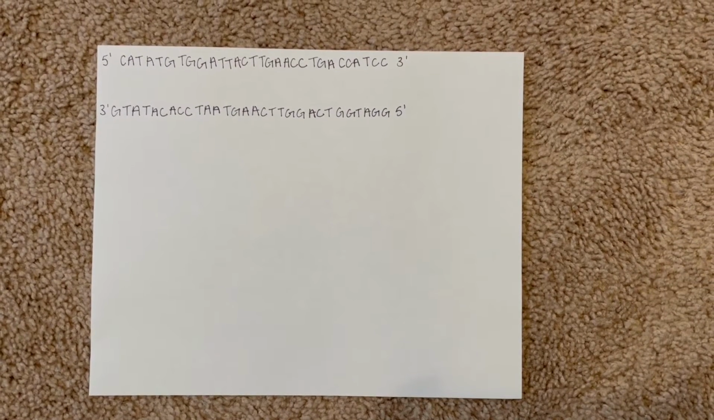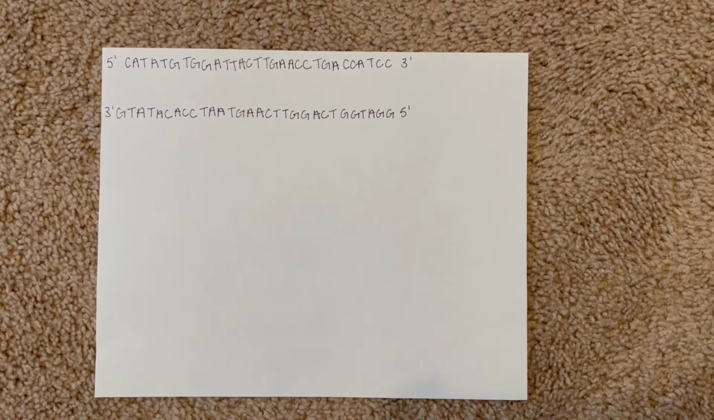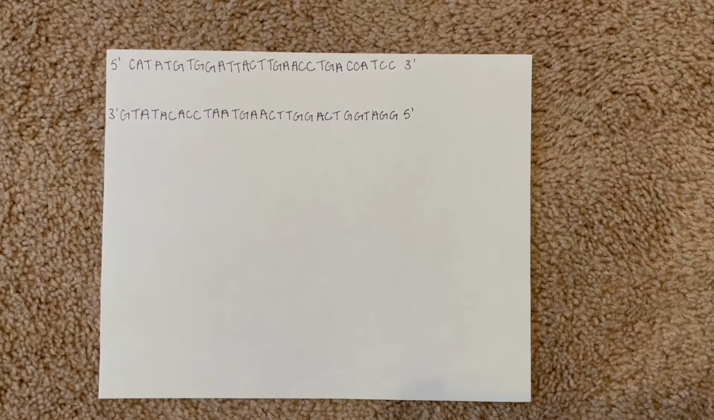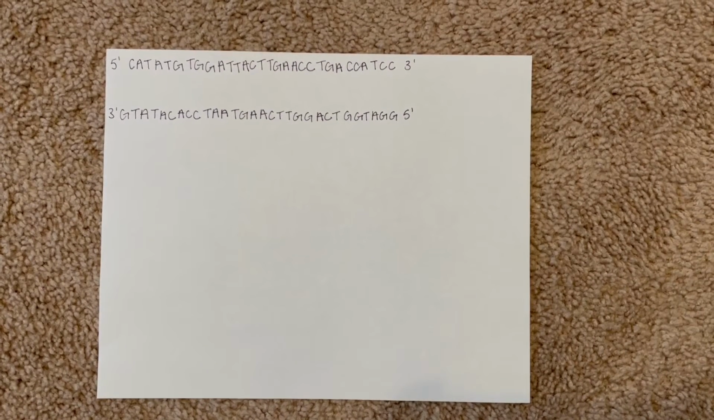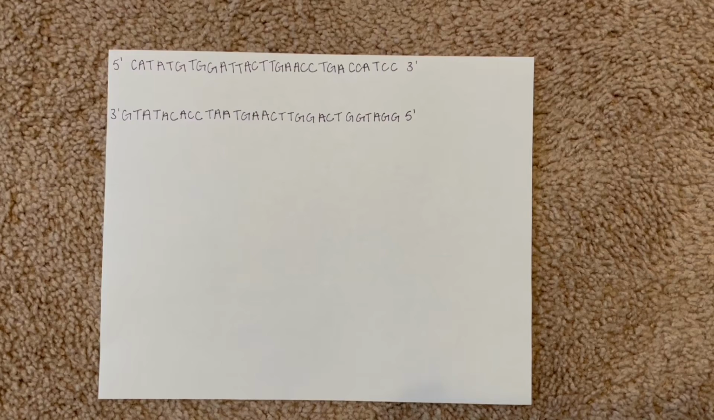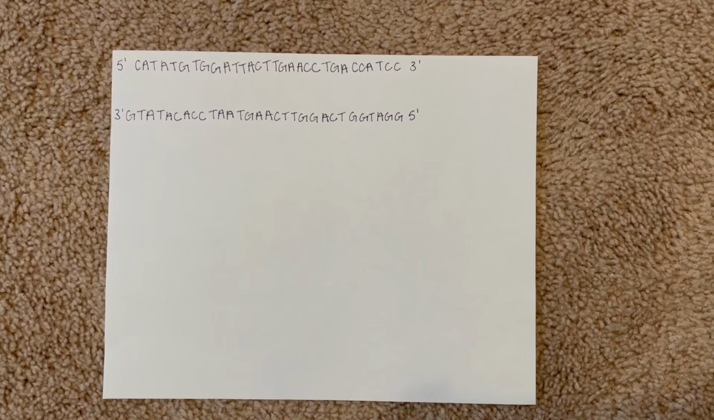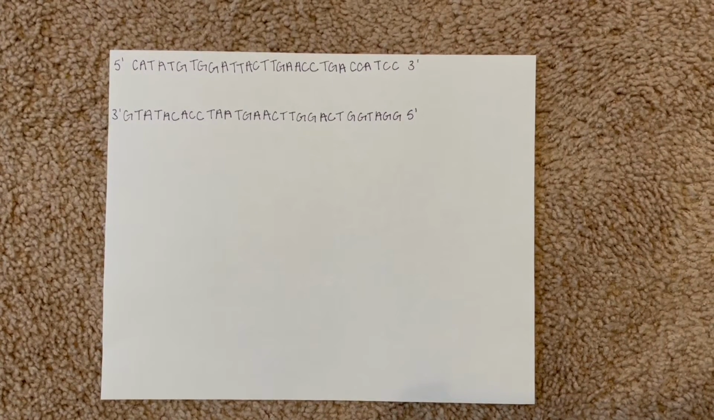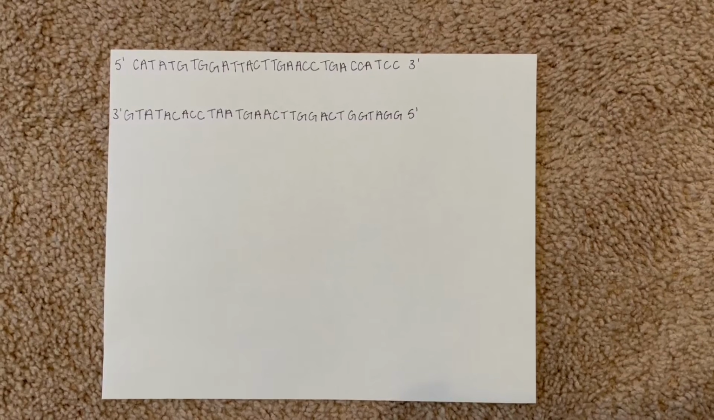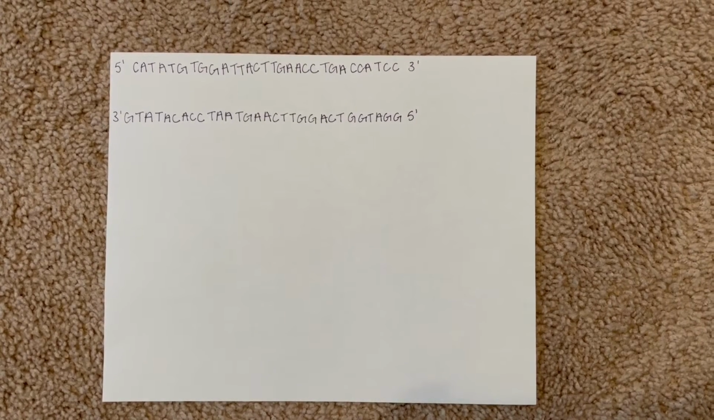We start with this DNA sequence that will code for a protein that is 5 amino acids long. We first need to transcribe the DNA into RNA. And to do this, the DNA has to be in the 5' to 3' direction. So we have to flip the bottom strand like so.